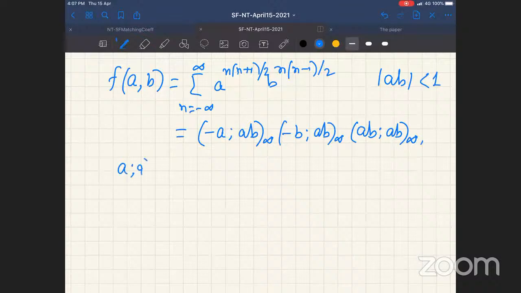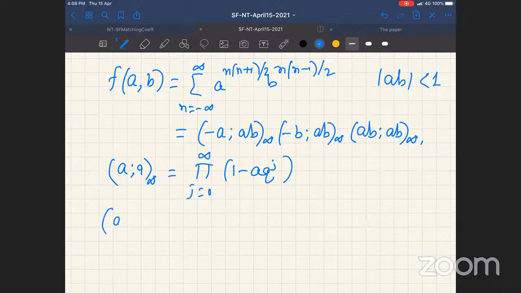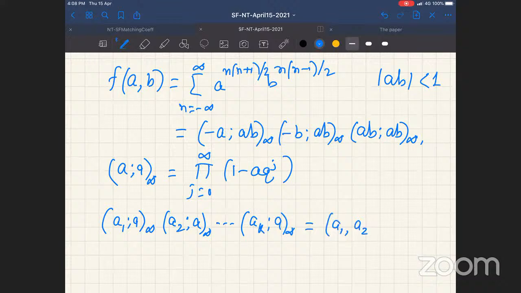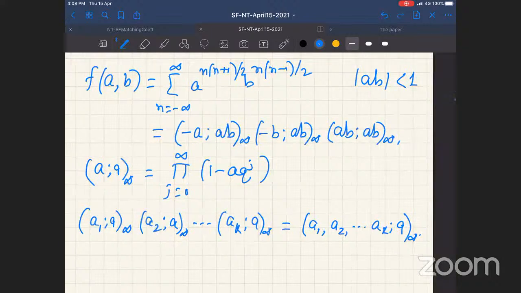As is customary, we define (a; q) infinity as the product of (1 minus a q^j), j equal to 0 to infinity. And for shorthand notation, we will use (a1; q) infinity, (a2; q) infinity, and (a1, a2, ..., ak; q) infinity as the product (a1; q) infinity (a2; q) infinity ... (ak; q) infinity. So these are the notations.